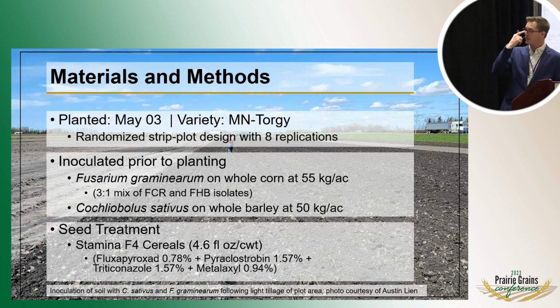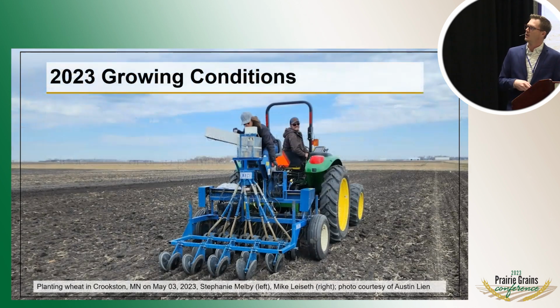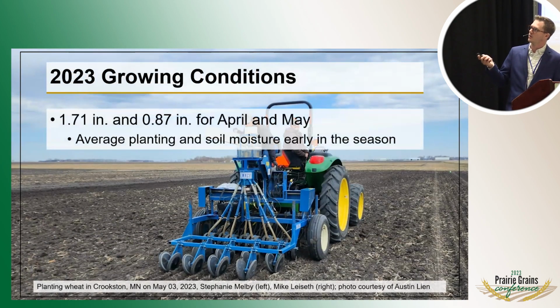But before we do planting, like I mentioned, we grew out Fusarium graminearum and Cochliobolus on sterilized grains, that way we can spread it out into the field. One thing that we did differently this year was substantially increase that inoculation rate, hoping to get a little bit more disease incidence in the field trial to really see that impact. So here's a picture of our little planter going down. And there were some other differences this year.